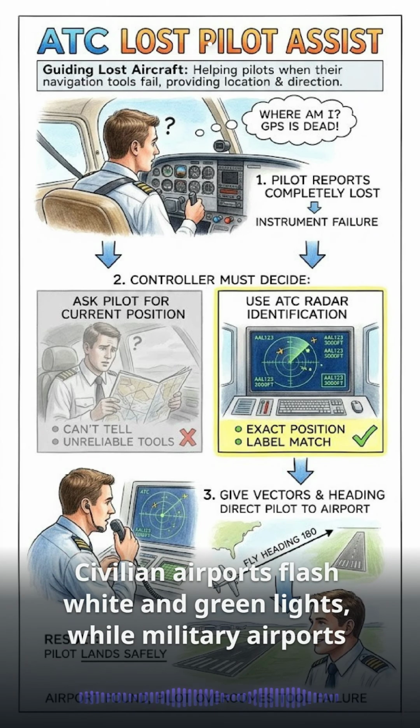Civilian airports flash white and green lights, while military airports flash two white lights and one green light. This helps lost pilots find the airport easily, guiding them safely home when they are flying at night.